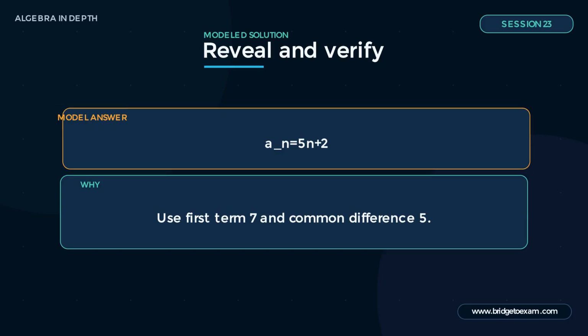Here is the modeled solution. The answer is a_n equals 5n plus 2. Use first term 7 and common difference 5. Verify it against the exact wording before moving on.